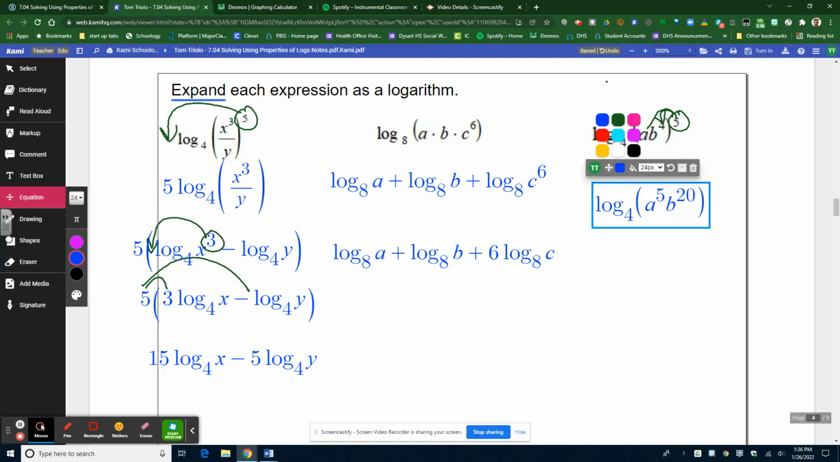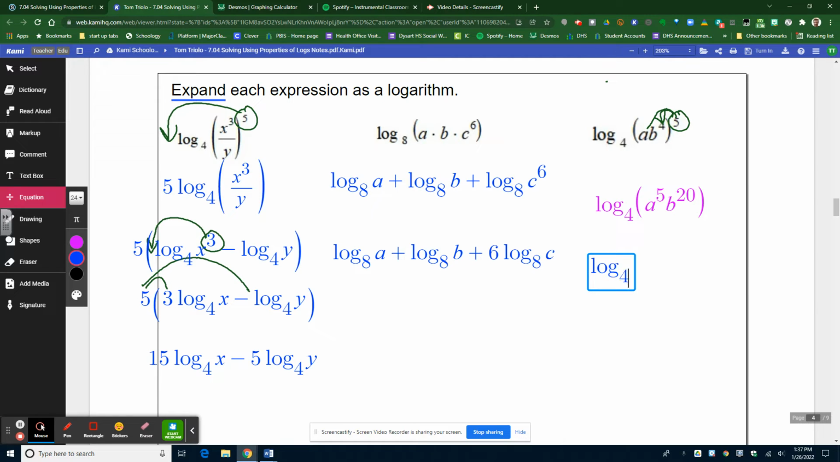Let's use a different color so we don't get mixed in with the other ones. So log base 4 of A to the 5th. Plus log base 4 of B to the 20th. And last but not least, we're going to take that on up here, B to the 20th, Control A, Control C. Final answer, no exponents. Okay.